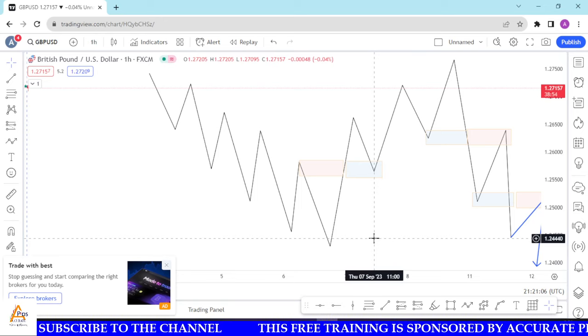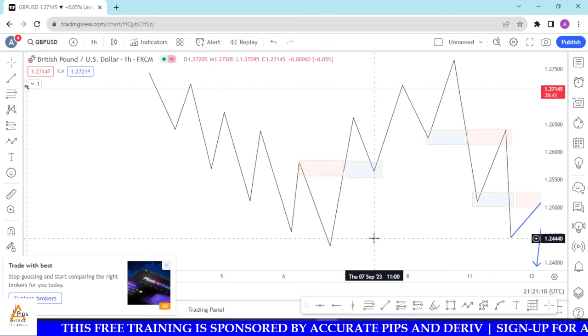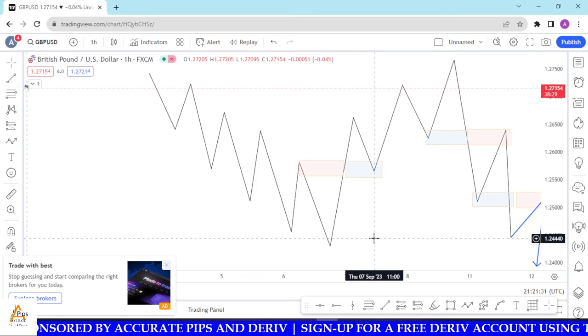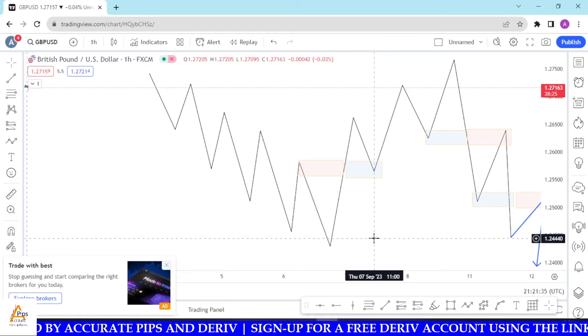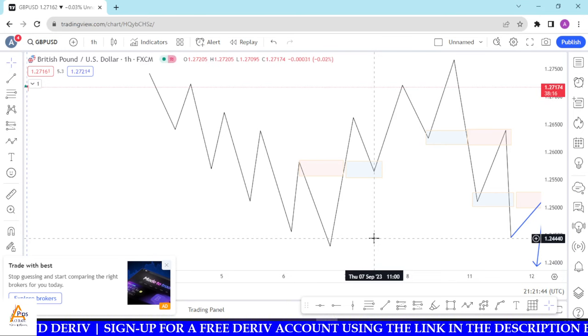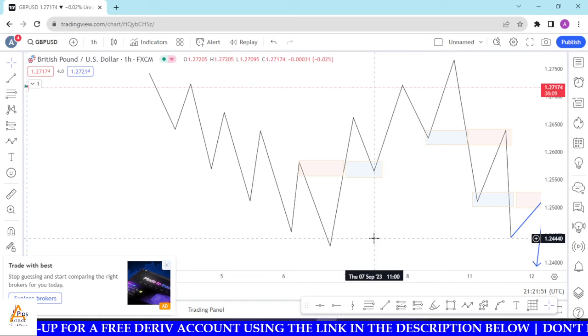With regards to your PD arrays, your breaker blocks and your imbalances and your fair value gaps, is it based on those PD array matrix that we can base our entries, or I don't know? Not even the entries, but in selecting your point of interest where you see as your valid OB, that is your order block, your entry point. In selecting them, that is where our imbalances, the sweep of the previous high or low, those things come in.